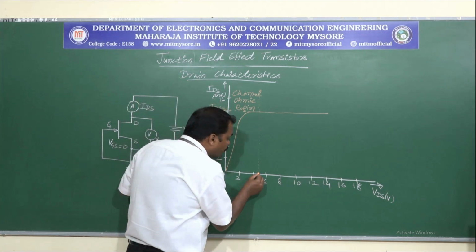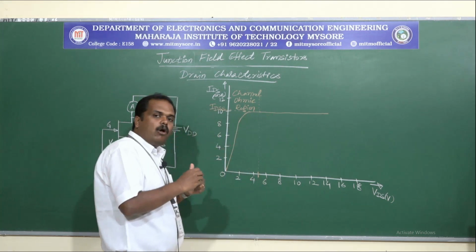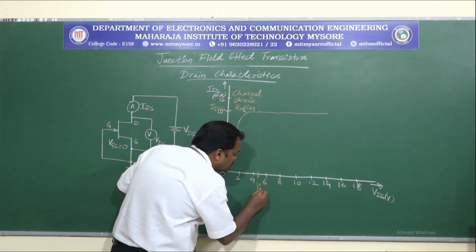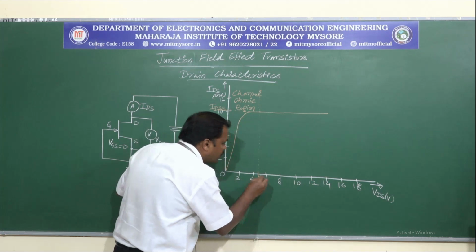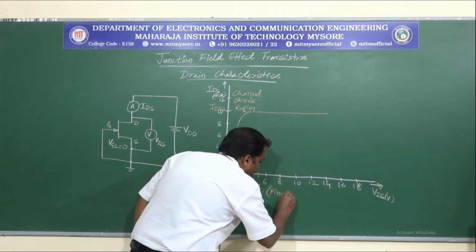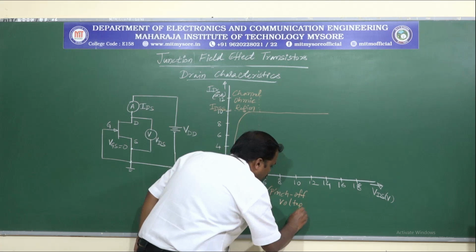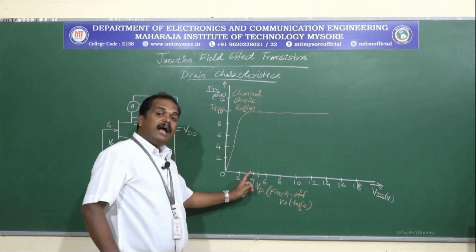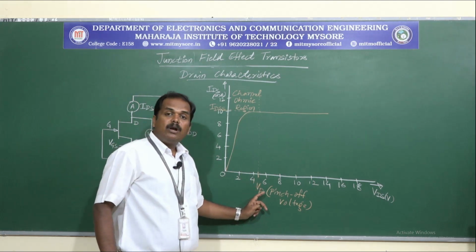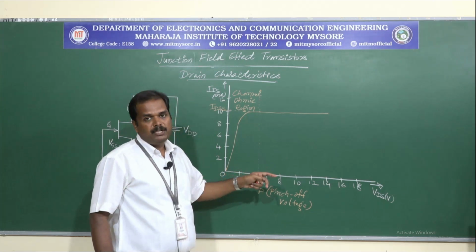Now the point at which IDS becomes almost constant, this voltage we will call VP, which means the pinch off voltage. So the voltage at which the current becomes almost constant will be called the pinch off voltage, and the device is said to be pinched off.